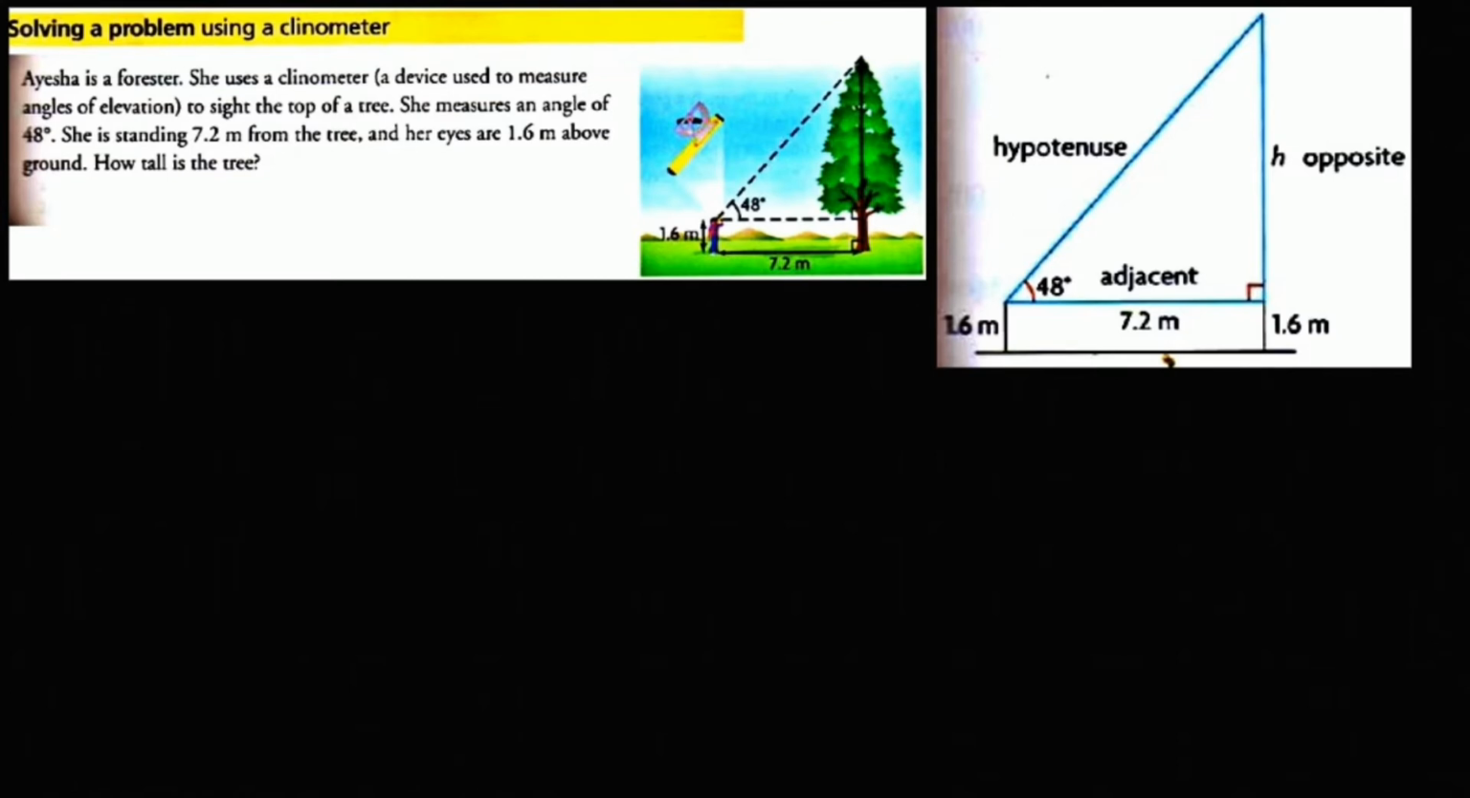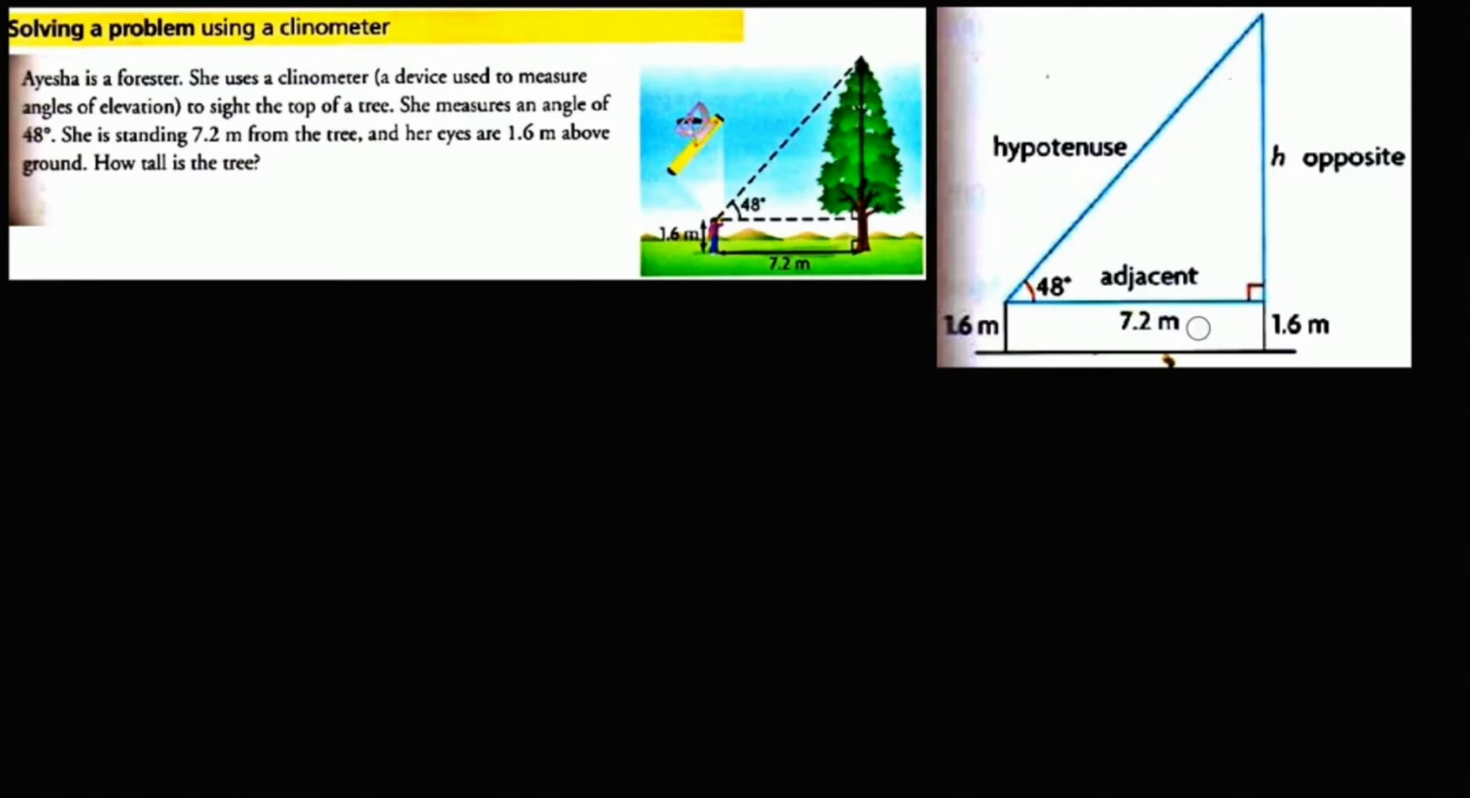Okay, let's look at the second question. Aisha is a forester. She uses a clinometer, a device used to measure angles of elevation, to sight the top of the tree. She measures an angle of 48 degrees. She is standing 7.2 meters from the tree, and her eyes are 1.6 meters above the ground. How tall is the tree? The question asks us to find out how tall the tree is. This 48 degrees is the angle of elevation, and this is a right triangle.